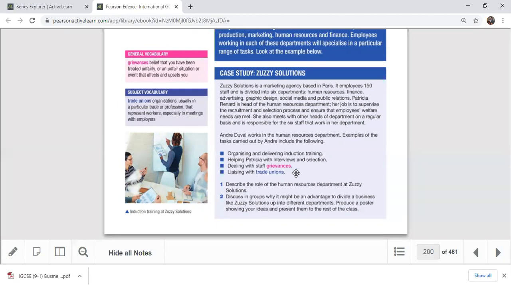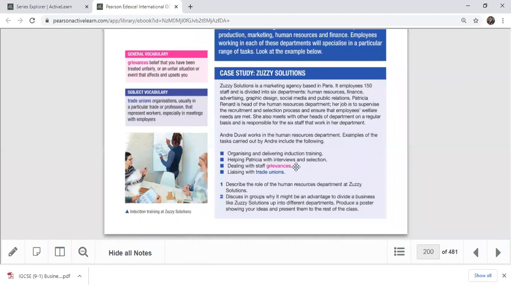So let's see, there's a new word you found out today. What is grievance? And liaising with the trade unions. Grievance means, you can see the vocabulary they're given, believing that you have been treated unfairly, or an unfair situation or event that affects or upsets you. Dealing with the staff grievances, we can see problems, issues.